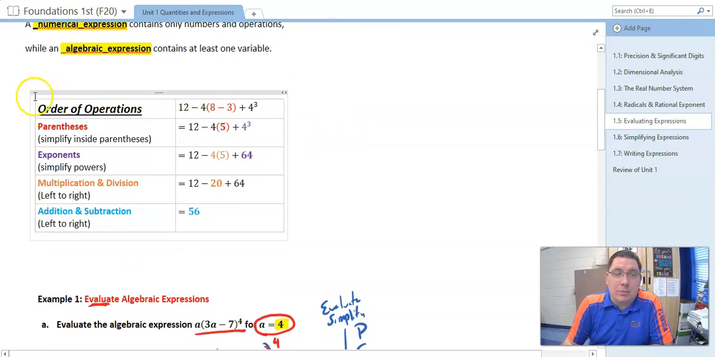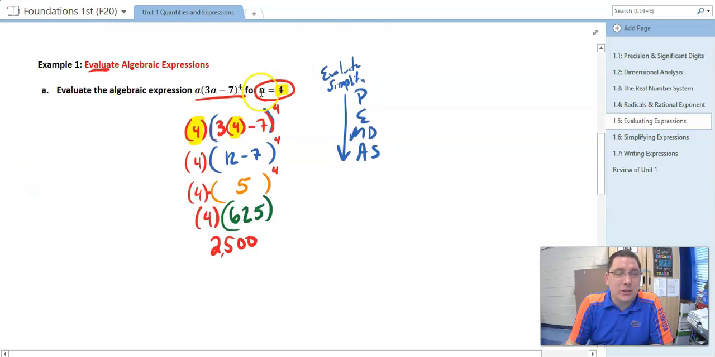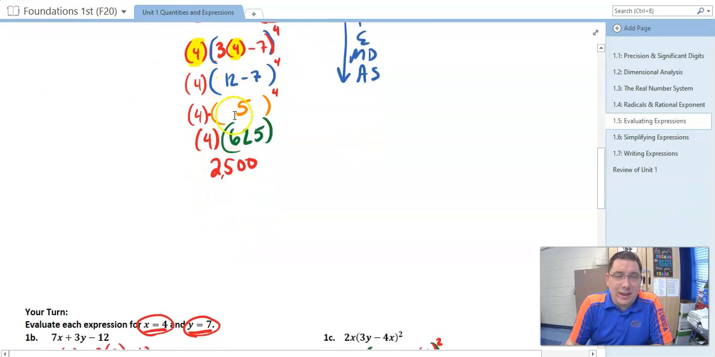Remember your order of operations, parentheses, exponents, multiplication, division from left to right, and then addition, subtraction from left to right. And so as we evaluate expressions, remember that we can take the value of the variable, so a equal to 4 here, substitute in everywhere we see the a, and then do our order of operations to be able to simplify this expression. Okay, so make sure you pay attention to your steps. What is going to touch what?